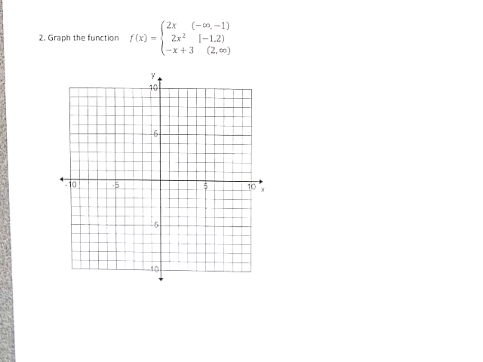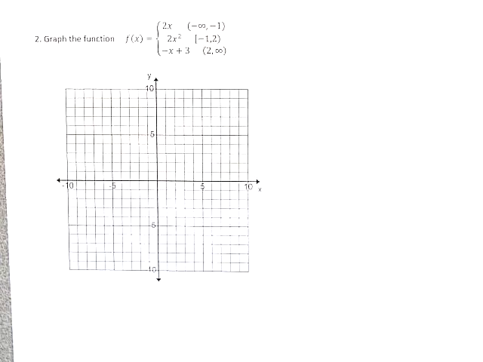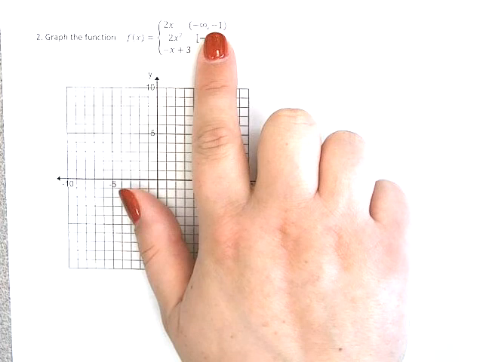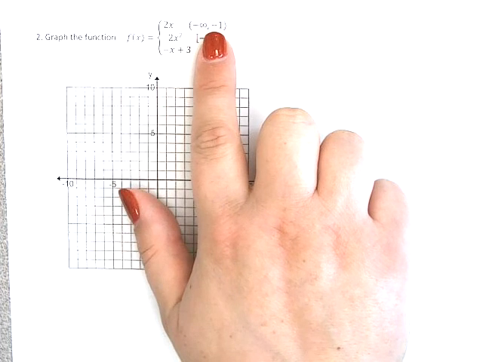All right, so this one looks a little different. This one has 3 pieces instead of just the 2, and the domains are written a little differently. So for this one it says negative infinity to negative 1. So that's really just like telling us that x is less than negative 1.